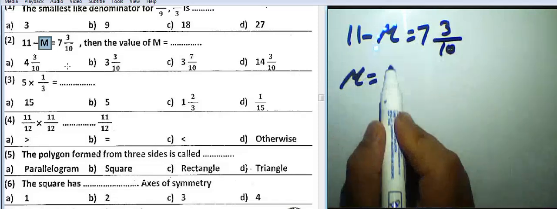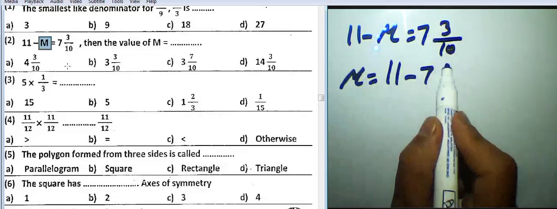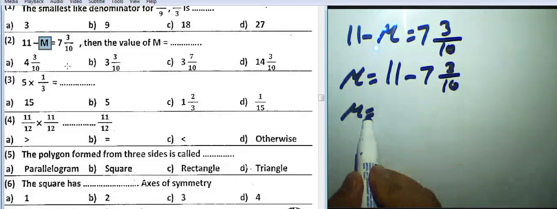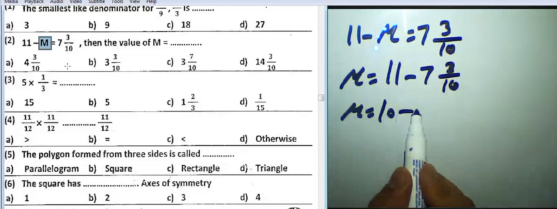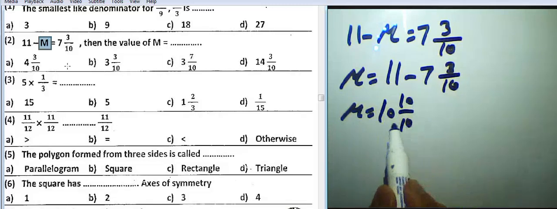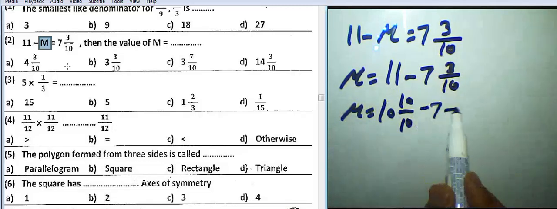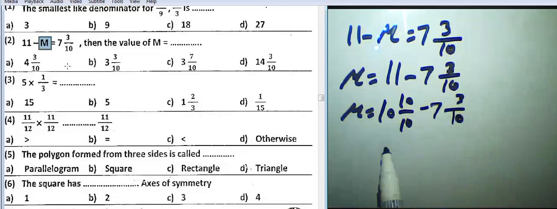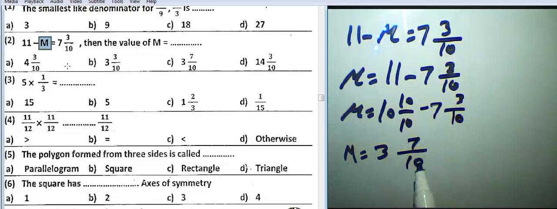M equals 11 subtract 7 and 3 over 10. Convert 11 equals 10 and 10 over 10, subtract 7 and 3 over 10. Right, 7 subtract from 10 equals 3, and 10 over 10 subtract 3 over 10 equals 7 over 10. The result will be 3 and 7 over 10.